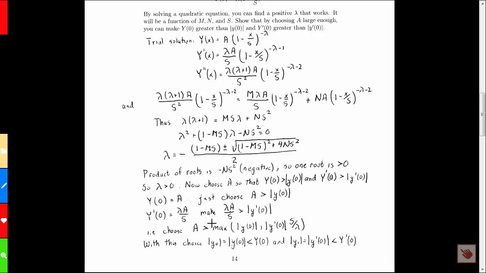Both these conditions on a will be satisfied if we choose a to be the larger of the two quantities, absolute value of little y at 0 and absolute value of y prime at 0 multiplied by s over lambda. Once we've made that choice, we can say that the constant term in the series for little y, which is the initial value of y at x equals 0, is going to be less than capital Y. And furthermore, the coefficient y1 in the power series for little y is going to be less than y prime of 0, which is the coefficient in the power series for capital Y.